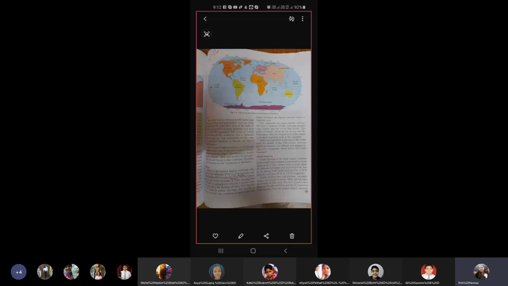Then they talked of Africa. They told us that it is the Mediterranean Sea in the north which separates it from Europe. So this is the Mediterranean Sea which separates it from Europe.